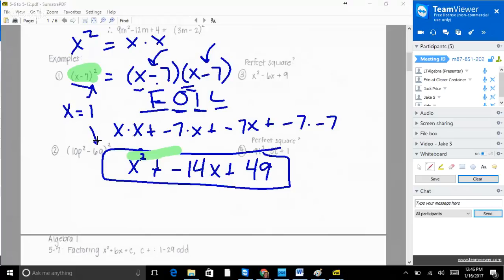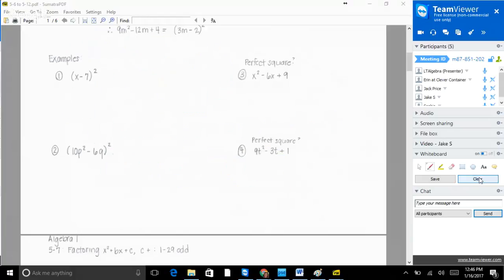So let's do another example that's like that, because that was kind of a mess.